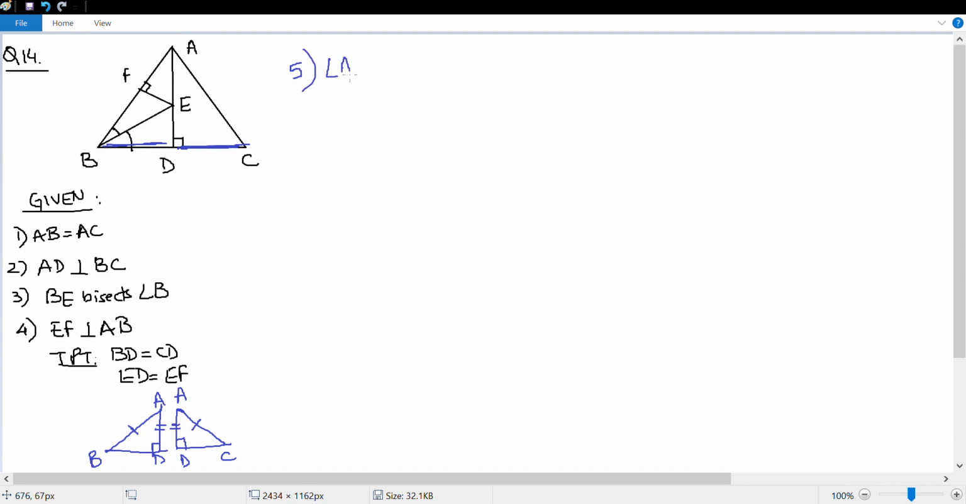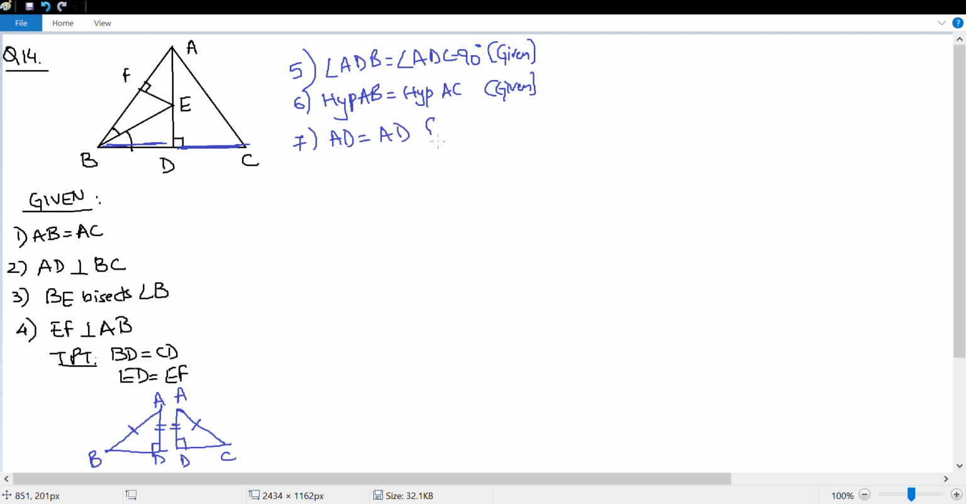So angle ADB is equal to angle ADC is equal to 90 degree. This is given. Next is hypotenuse AB is equal to hypotenuse AC. This is also given. And then the next one would be AD is equal to AD. This is common arm. So three things done. Therefore, by RHS test, triangle ADB is congruent to triangle ADC.